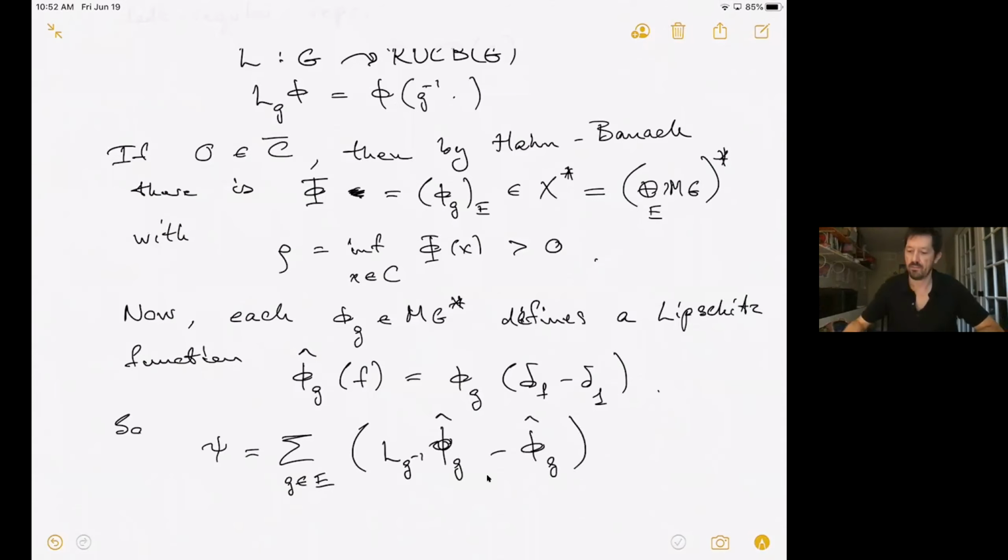Okay, so this function here: I take these Lipschitz functions, and they will be right uniformly continuous because my metric is right invariant. Therefore, I can act on them by the left regular representation, and I can take the difference and the sum. This will all lie in my algebra of right uniformly continuous bounded functions on G.